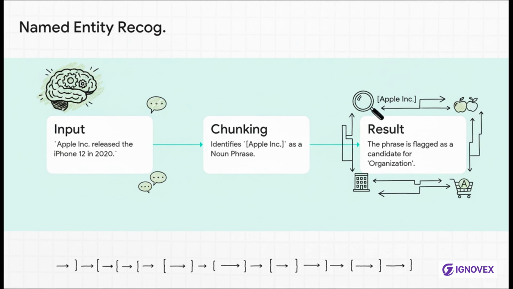It's also absolutely critical for something called named entity recognition. When a system sees a sentence like this, chunking helps it immediately spot Apple Inc. as a single unit, a single noun phrase. This makes it way easier for the system to then go, oh, that chunk is an organization. This is huge for search engines, for data analysis, for everything.